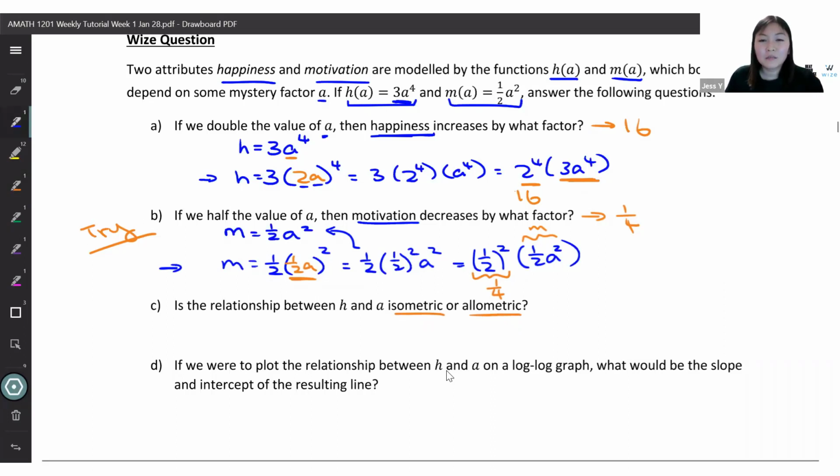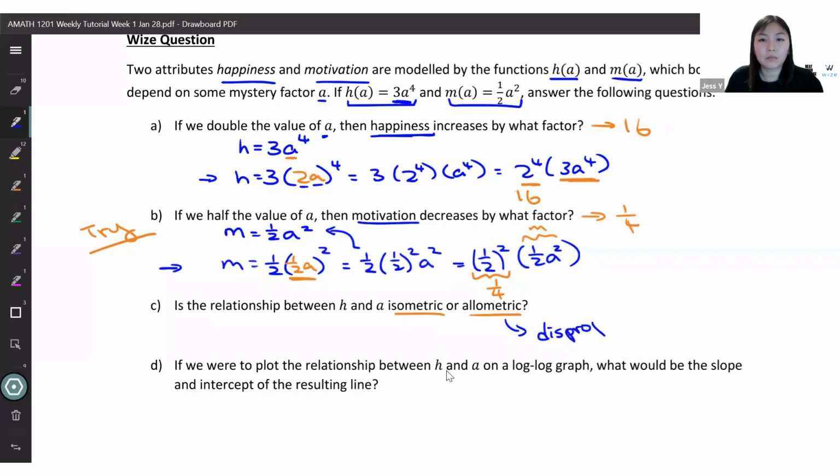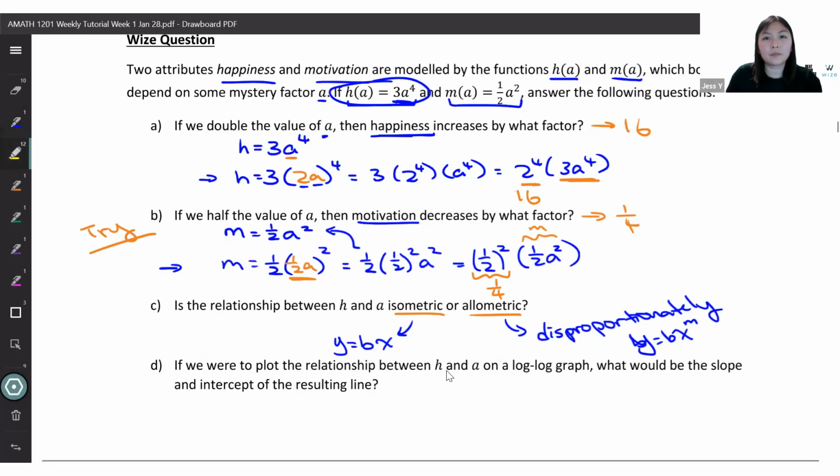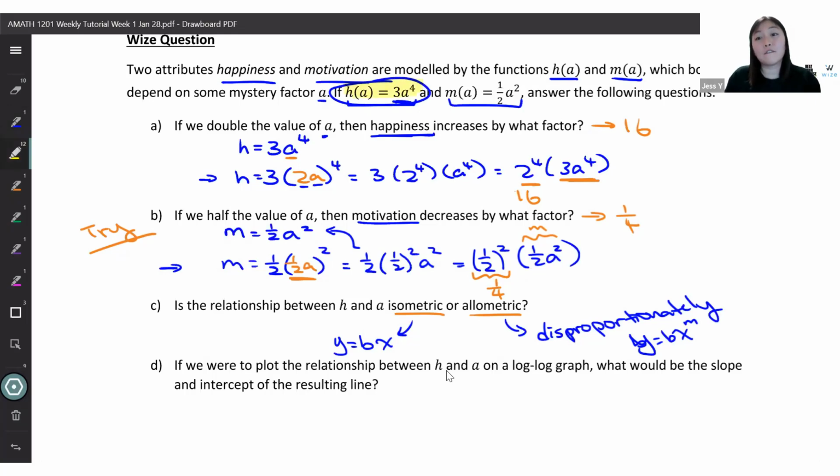So allometric means that it grows disproportionately, right? Disproportionately, I can't really spell, so bear with me. Isometric is proportionally, meaning it's like y equals bx. Allometric is y equals bx to the m. So if you look at H and A, that's this right here. H is 3a to the 4th. There is an exponent on it. That's why it's allometric, okay?